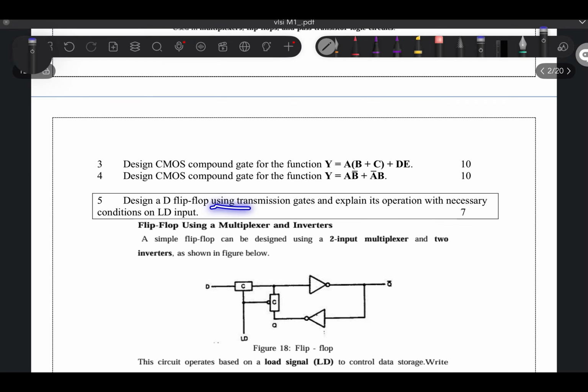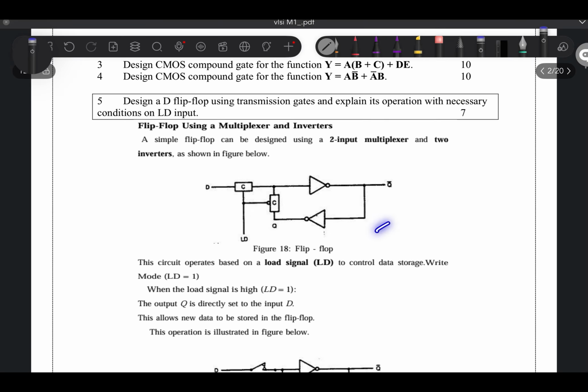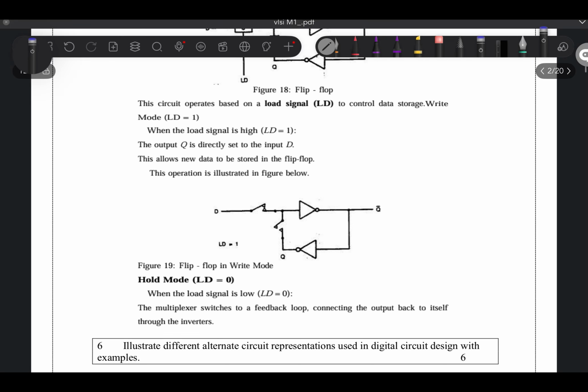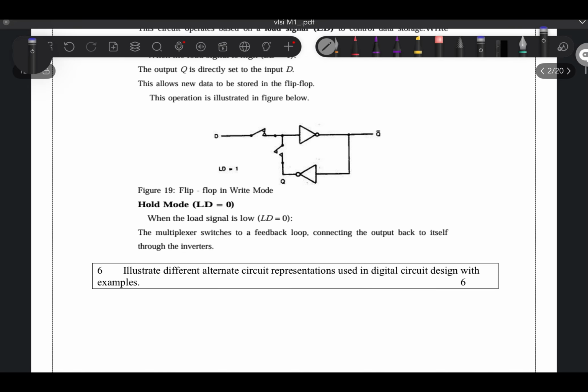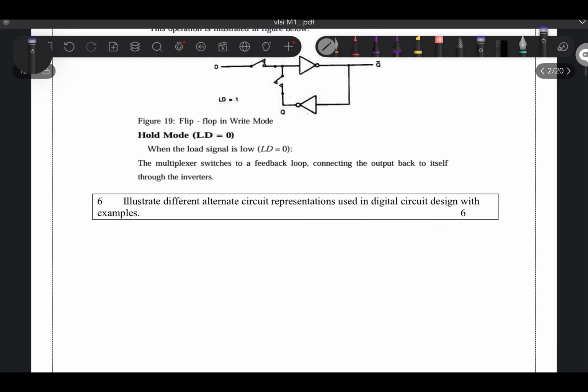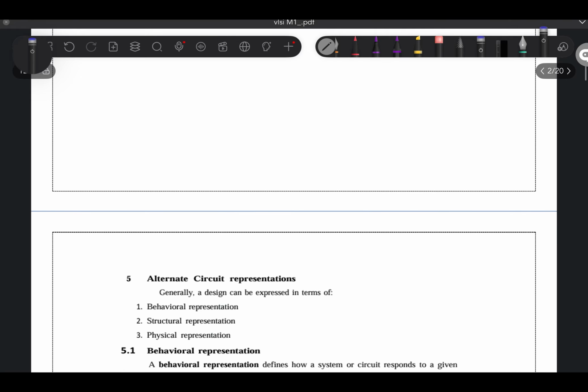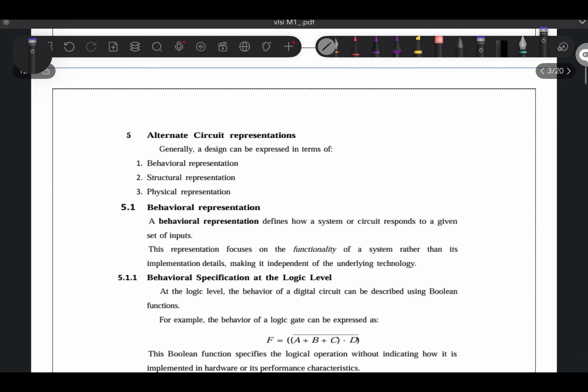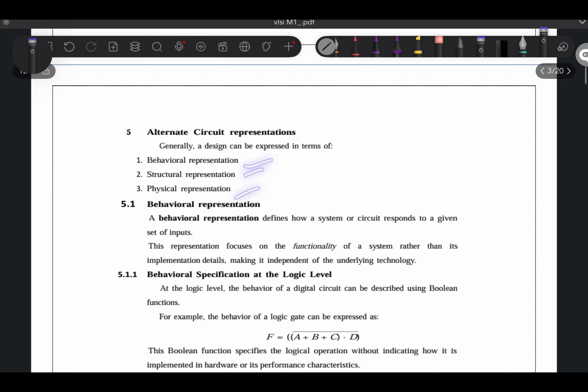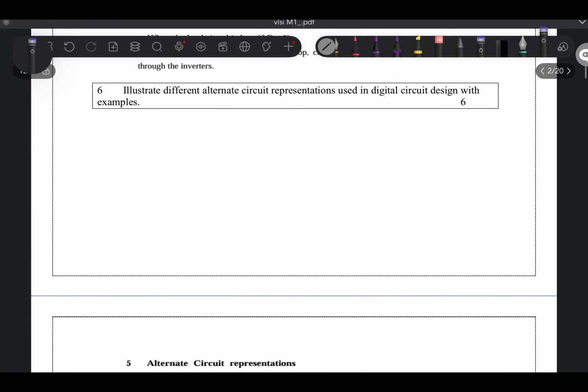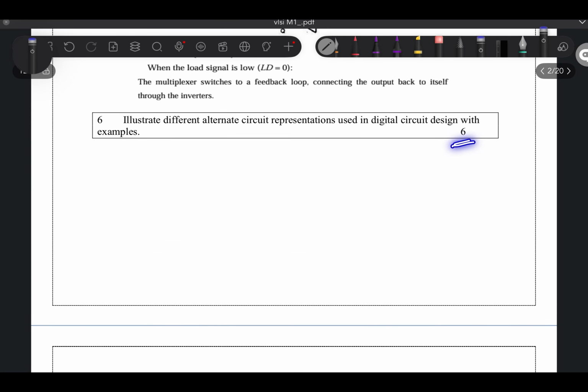Next comes the D flip-flop using transmission gates with the necessary diagram. Here also the diagram and truth table matter, like what happens when LD is equal to 1 and what the hold mode is. Then comes question number 6, representation. Here the answer is very lengthy for behavior, structure, physical. I have mentioned a full answer, but you should still remember that it is asked for 6 marks.